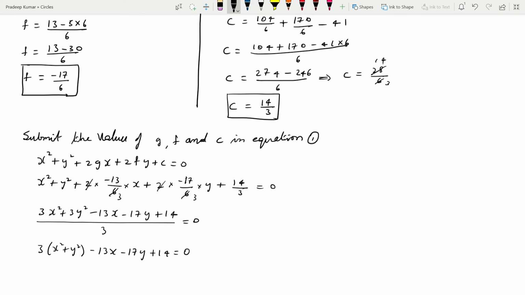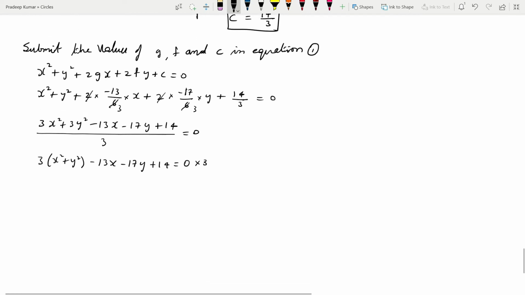It is nothing but 0. Okay, that I'll write in the next step. So I'll be getting 3 into x square plus y square minus 13x minus 17y plus 14 equal to 0. So this is the equation which we got after substituting the G, F and C values, but the actual question they asked is to find the fourth point, which is 0 comma c. So we'll find it out.